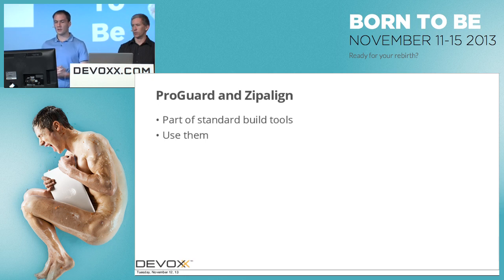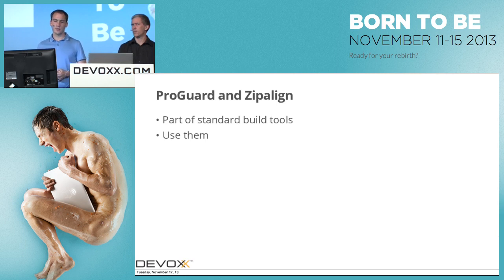Zipalign is part of the Android SDK, and normally when you export your application from Eclipse or from now Android Studio, you can Zipalign it. So how many of you know about Zipalign? Do you use it? Even fewer people. So you should make sure that your application is Zipaligned. And I think the Play Store gives you a warning when it's not. I'm not sure about that.